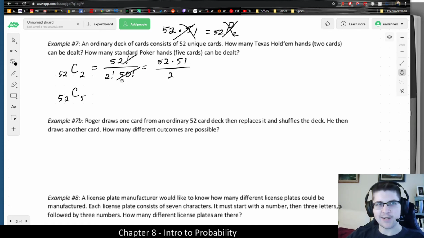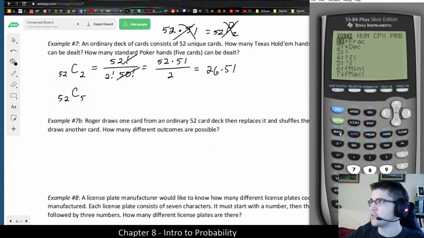50, 49, etc. So the 50 will cancel with all of the 50s, but it will leave me with the first 2 numbers. Now, this is just sort of in my imagination what will happen, but that would be equal to 26 times 51 by simplification, or again, I could just use a calculator to do all this math for me. And as with permutations, combinations, your calculator has that option as nCr.